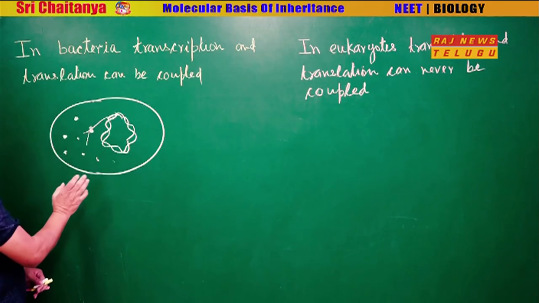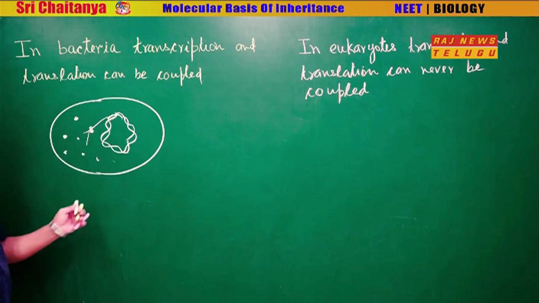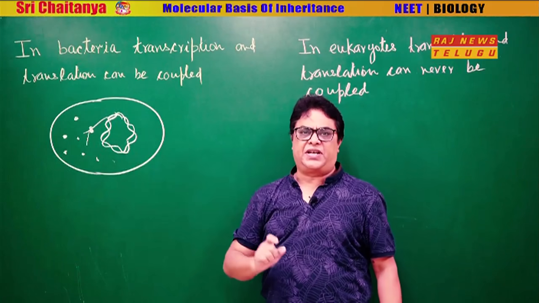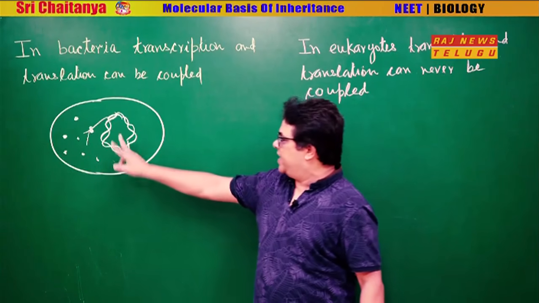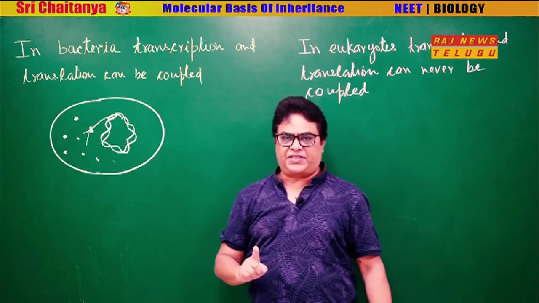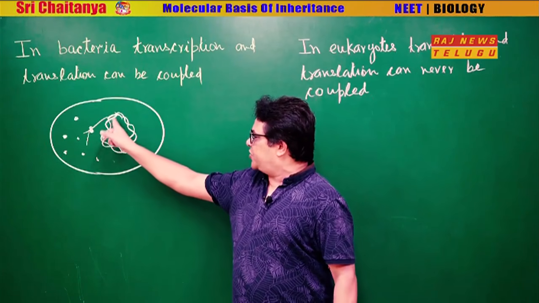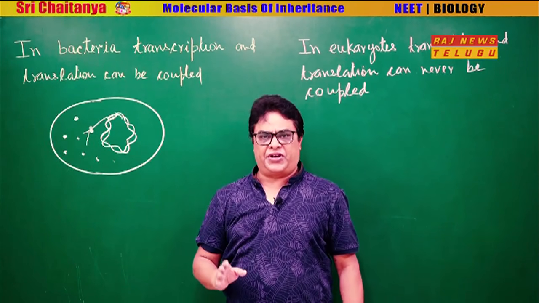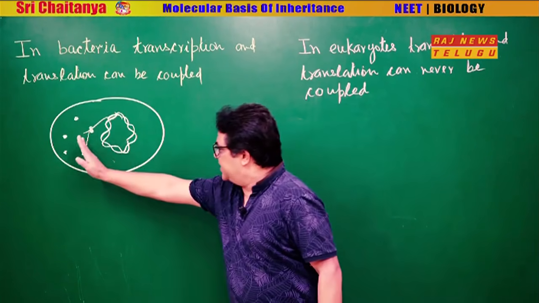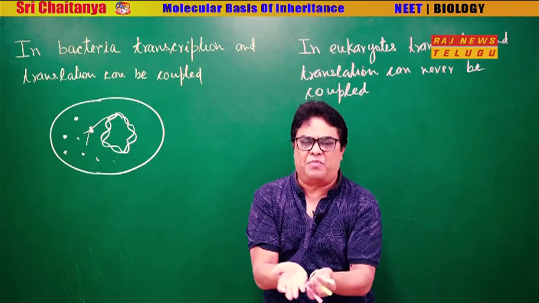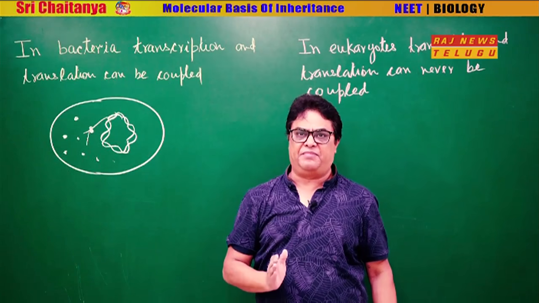This is the polypeptide chain. Means you can see in this diagram that transcription and translation are coupled phenomena. Okay, coupled phenomena in bacteria. Why? Due to two reasons. First, the product of transcription is directly mRNA that can directly undergo translation, and second, the site of transcription and the site of translation are common because there is no nuclear membrane.